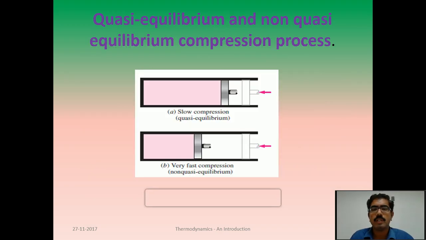In the picture it also shows that we have a quasi-equilibrium and a non-quasi-equilibrium. Quasi-static equilibrium means normally the compression process will be very slow. Then only this process can take place. If you go for a very fast compression, there will be rapid changes in the property values, and only a non-quasi-equilibrium will take place.